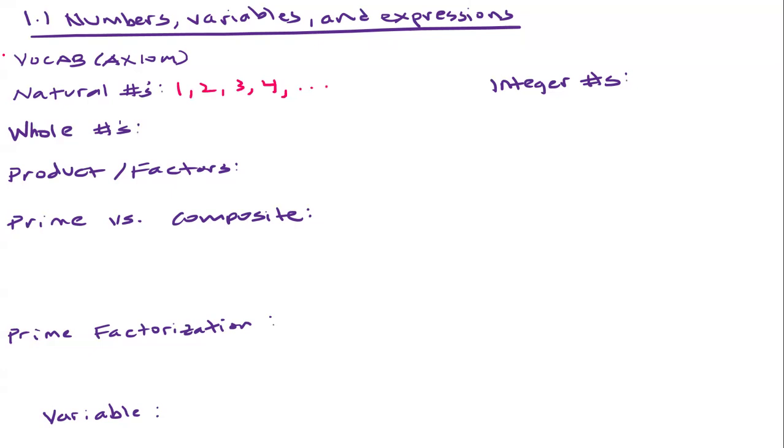Correct? Okay, what about whole numbers? What does that start with? Good. Zero, right? Whole numbers. I think of the word whole, right? So it starts with zero, one, two, three, etc.